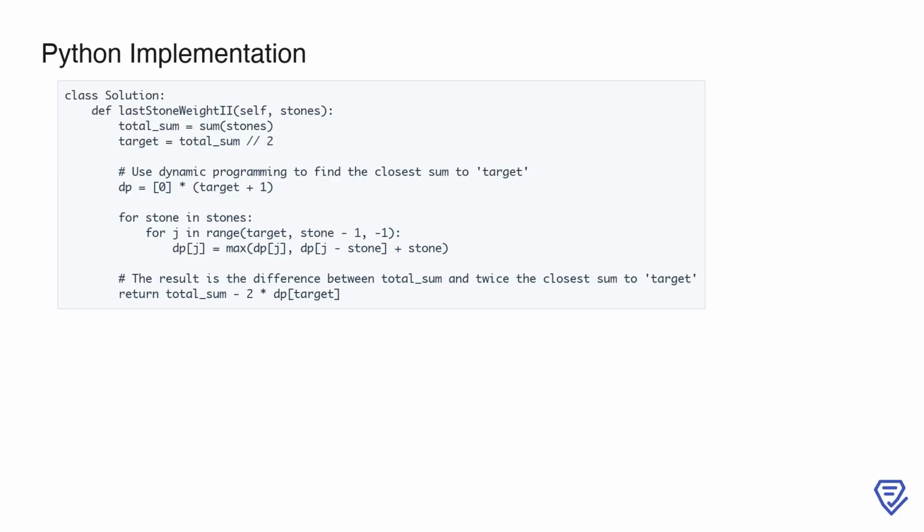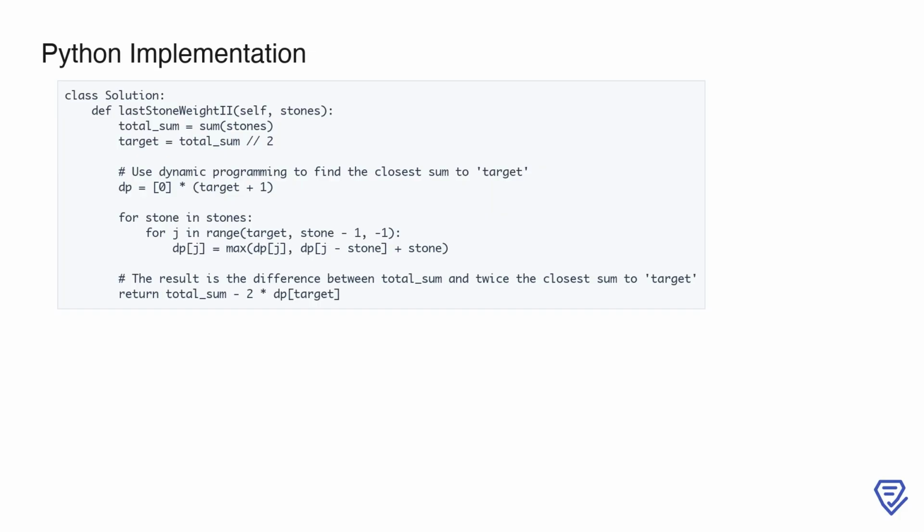For each capacity j, the value of dp[j] is updated to be the maximum of its current value or the sum of the current stone and the value of dp[j - stone]. This step ensures that we consider the inclusion of the current stone in the subset. Finally, the result is calculated as the difference between the total weight of all stones and twice the closest sum to the target, stored in dp[target].